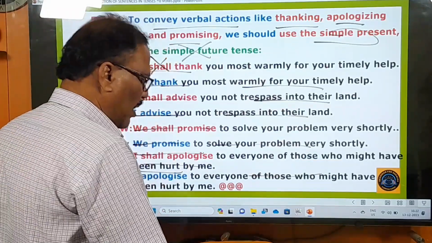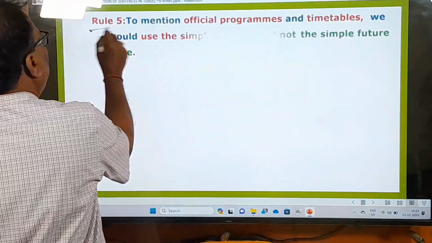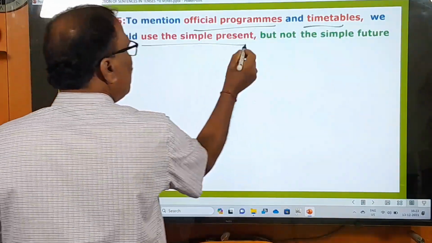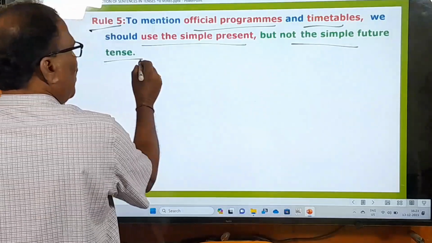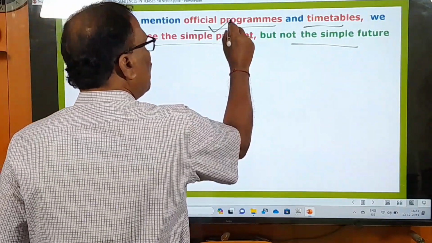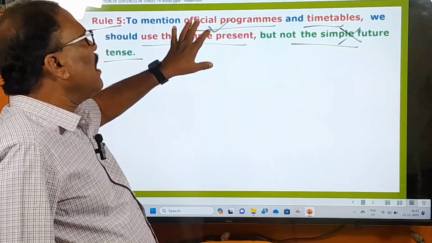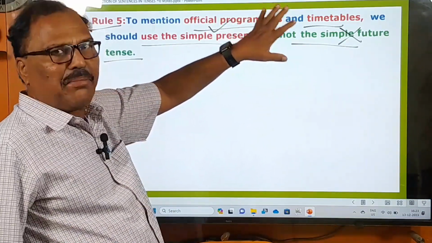And now let's move on to the next rule. Rule 5. To mention official programs and timetables, we should use the simple present but not the simple future. Remember that we should use only the simple present and not the simple future in order to indicate official programs and timetables.